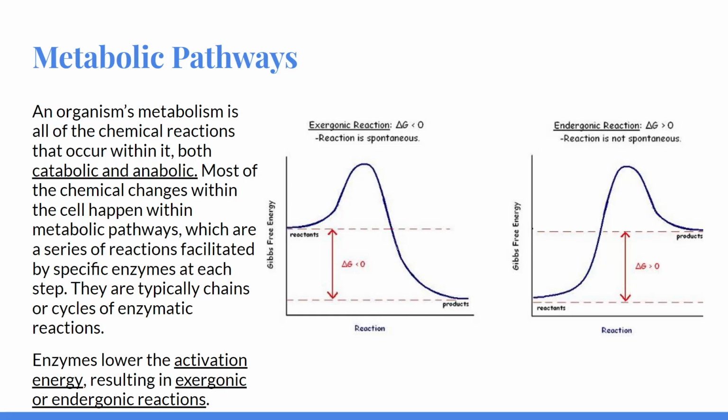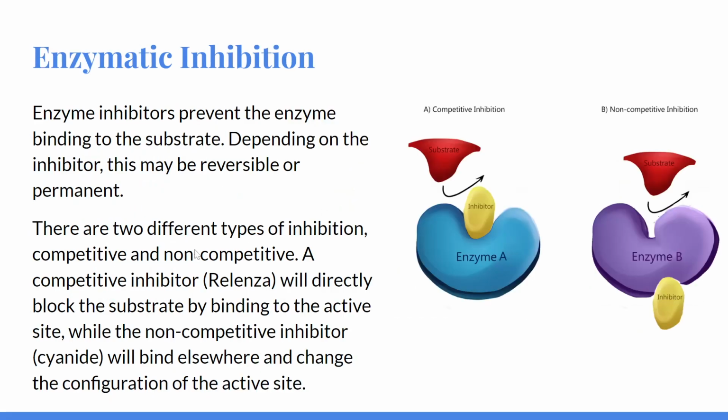So enzymes are going to be the key thing to these pathways, because what they do is they lower the activation energy needed for a reaction to occur. So they make it easier for a reaction to occur, or they can speed up the reaction. A reaction can be spontaneous in that it will naturally occur, but it might take a really long time, so the enzyme will speed it up.